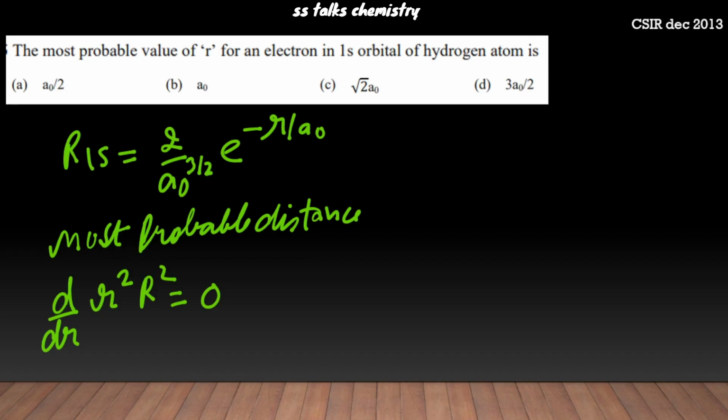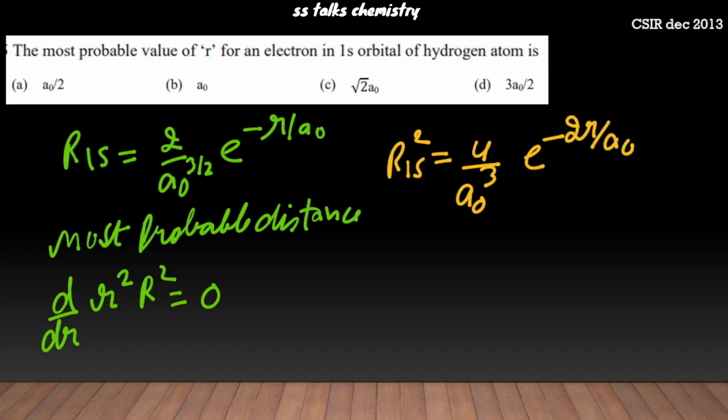Okay, so now R1s, its square, will be 4 by a naught cube into e raised to the power of minus 2r upon a naught.